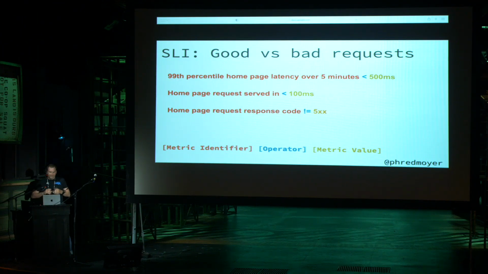So, formulas for SLIs. This is what I came up with. I've got a few examples here. An SLI is basically a way to delineate good requests from bad requests. A couple examples. My 99th percentile homepage latency over 5 minutes would be less than 500 milliseconds. My homepage request could be served in less than 100 milliseconds. My homepage response code is not a fail whale. And each of these had common components that I parsed out. There's a metric identifier, a metric operator, and a metric value.